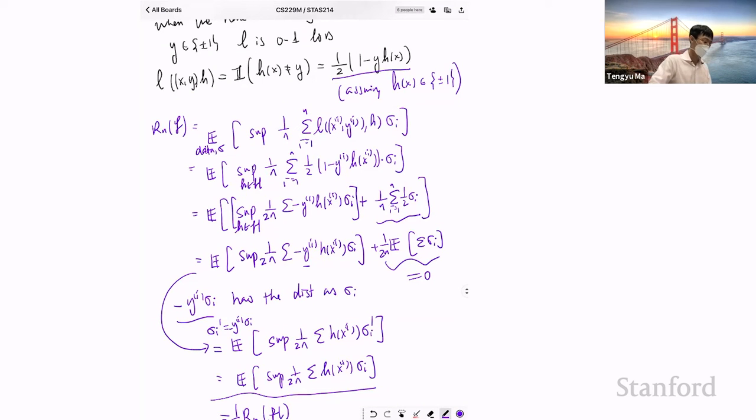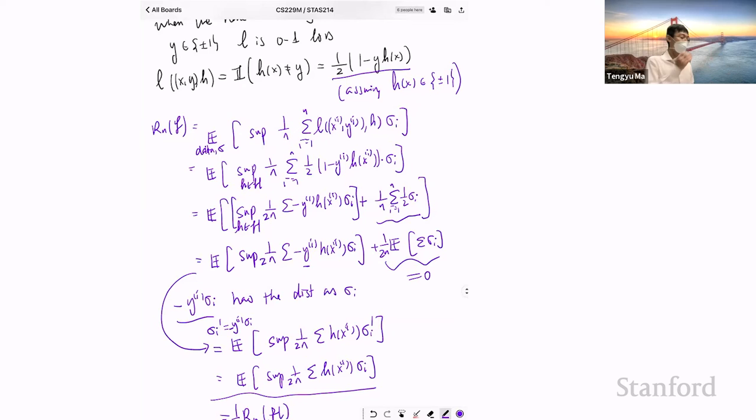I see. Okay, that's a good question. Let me repeat the question. So the question is, sigma prime is equal to y times, actually there's a minus there, but it doesn't matter. So sigma prime is minus y times sigma i. But yi itself is a random variable. So can we still claim that sigma prime has the same distribution as sigma i?